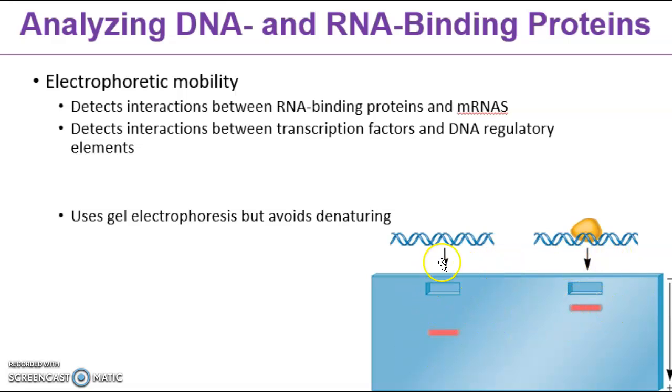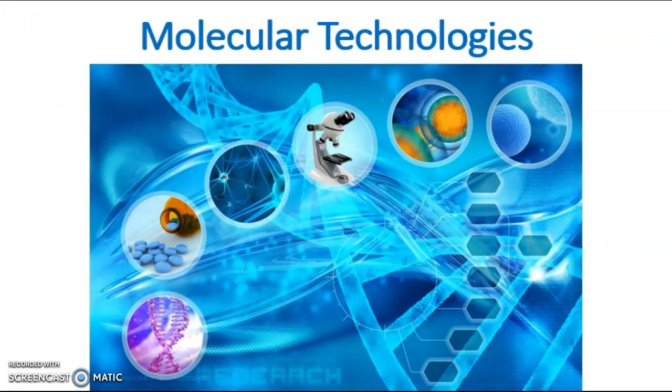So what you're looking for is here, this is a DNA that's not bound to a protein. It's smaller, it's going to run further in the gel. Whereas a DNA that's bound to a protein is heavier, and it's not going to be able to travel as fast or as much in the gel. And so you're looking for that shift in mobility to see if it is bound to something. Then you can take this out and run further tests and analysis. Okay, so that's all of the ones that we're going to talk about today.